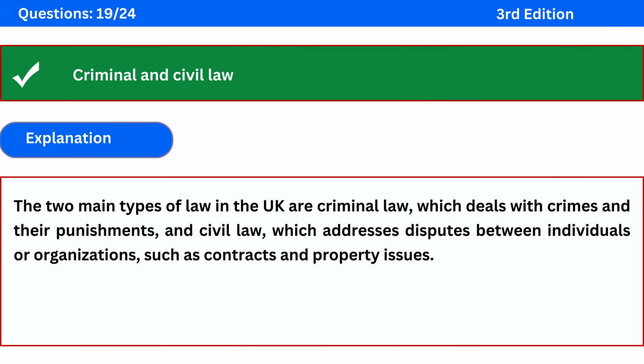The correct answer is criminal and civil law. Explanation: the two main types of law in the UK are criminal law, which deals with crimes and their punishments, and civil law, which addresses disputes between individuals or organizations, such as contracts and property issues.